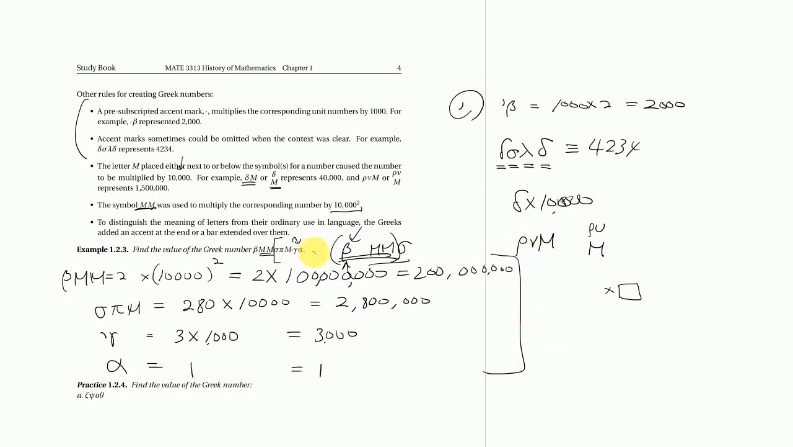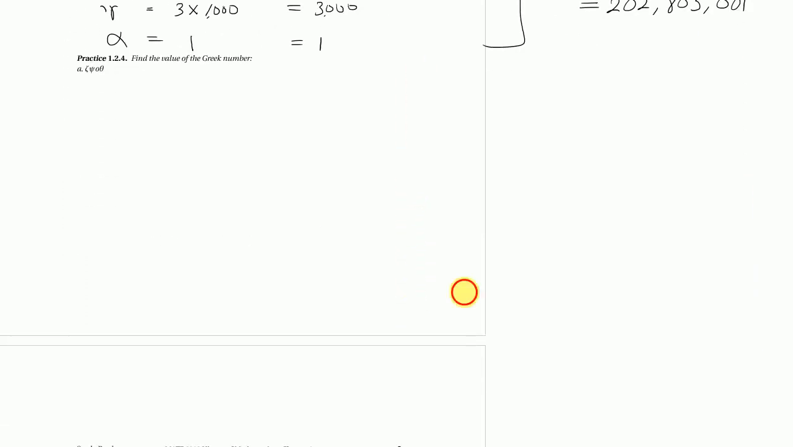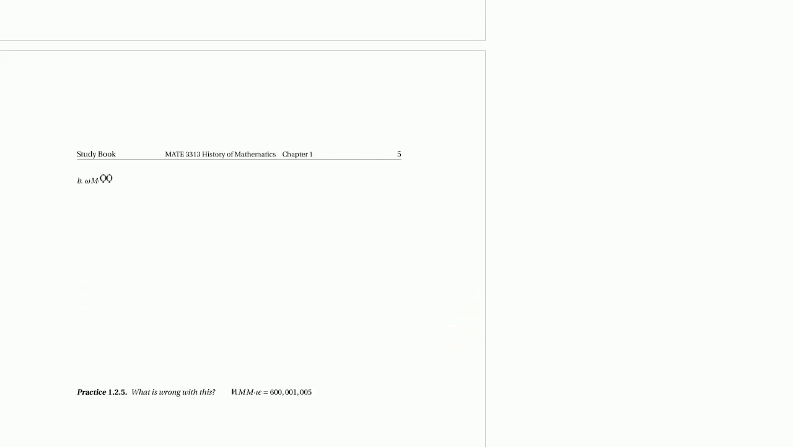So all together, that whole set of symbols is equal to 202,803,001, right? Just be careful when you're adding those steps. So for the next practice, please do it and we'll check together. Once again, that accent mark is for the very next number, and most likely M is for the previous ones.